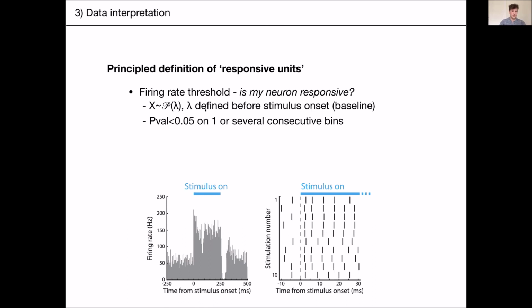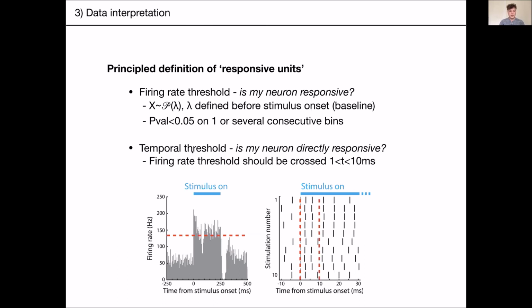I don't have time, so these are very trivial things. Just use the baseline, assume a Poisson distribution, and if you have a p-value lower than a given threshold on several consecutive bins, you tell that your neuron is responsive. But it doesn't mean that it's directly activated by the light, because you can have polysynaptic effects where neurons are connected to other neurons in the circuit and they might be indirectly responsive to the light.